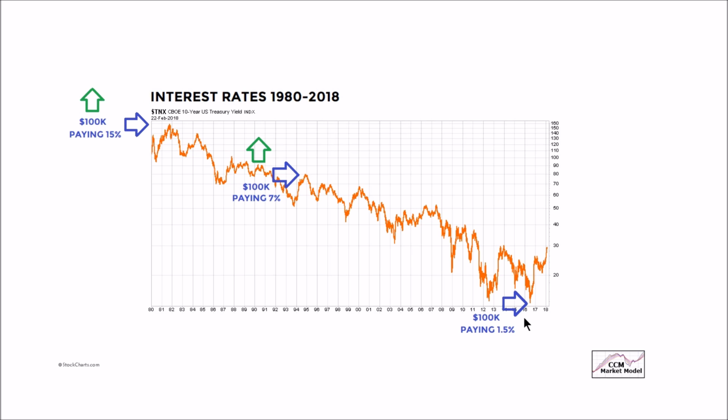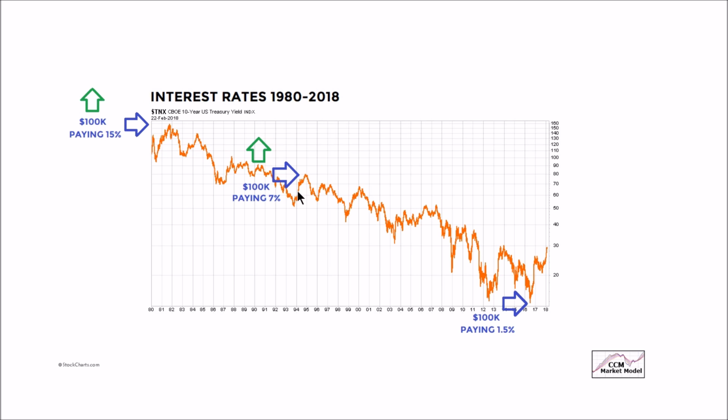If we fast forward to calendar year 2016, a new investor that wanted to place $100,000 in 10-year Treasuries would have gotten a yield somewhere in the neighborhood of 1.5%, making anyone holding a bond paying 7% or 15%, these bonds look much, much more attractive relative to this yield here.